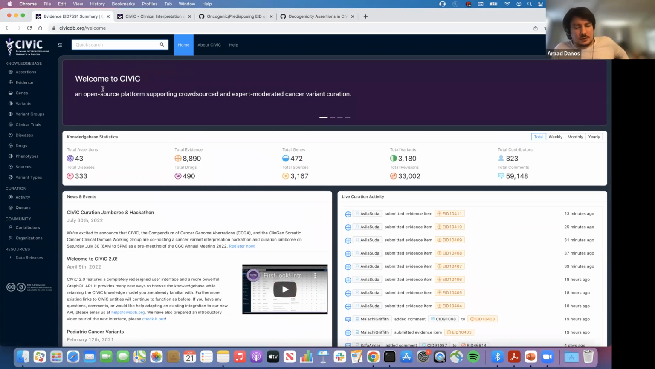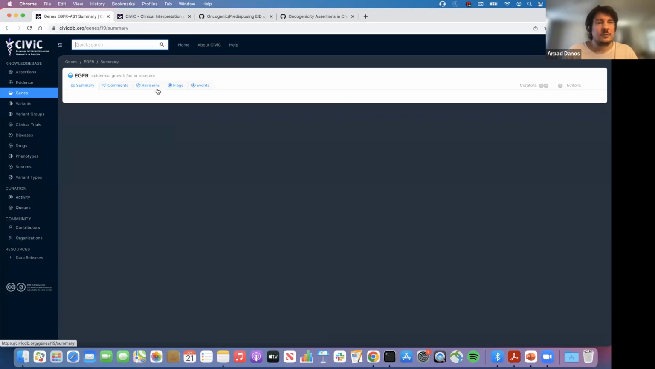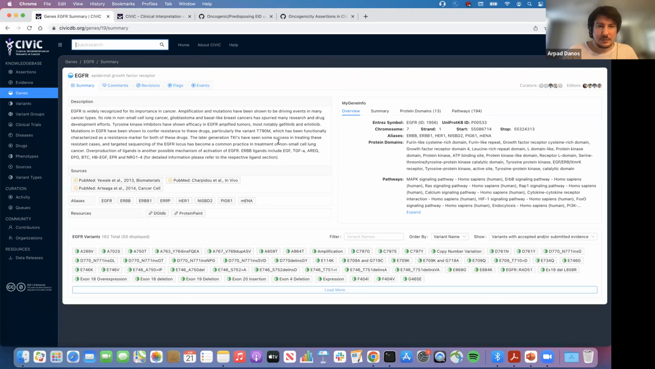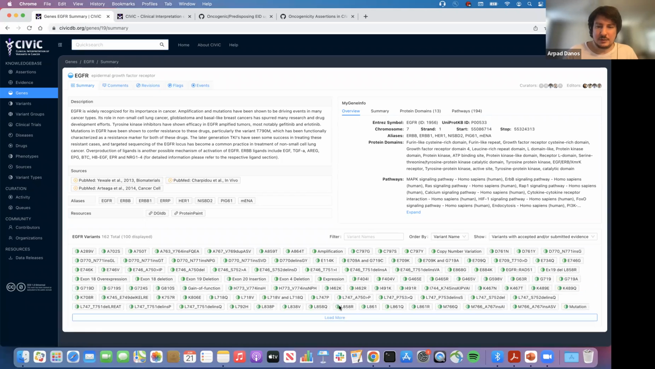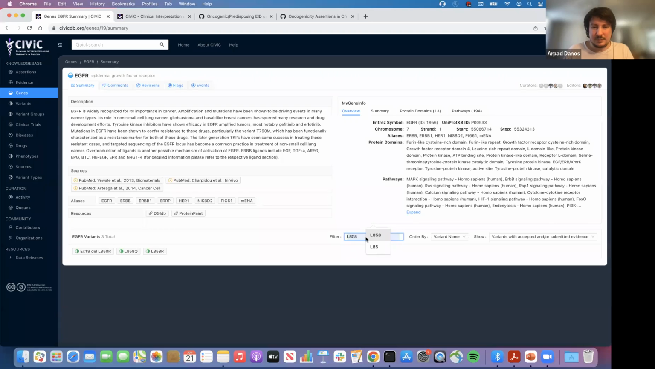In the quick search, you can put in your favorite gene, EGFR. That didn't quite come up. EGFR. Let's go back and hit this one. And so here's the EGFR gene page with a curator and gene description, some information brought in from mygene.info. You can load up the collection of variants that are here. We can filter down and find L858R.